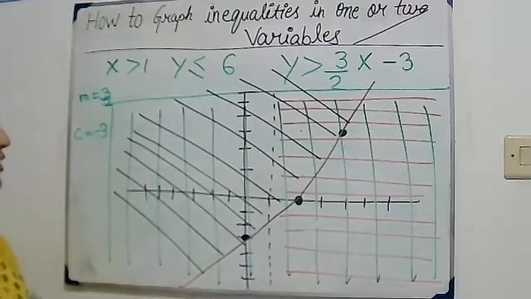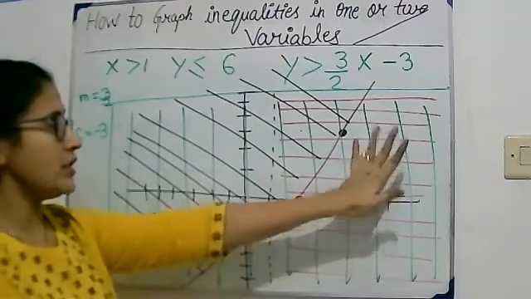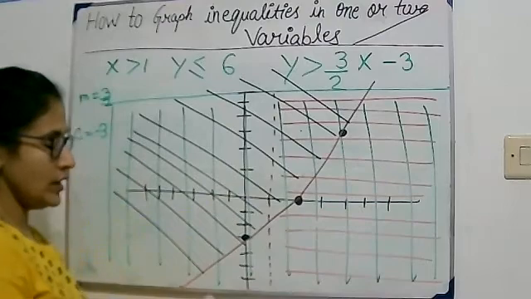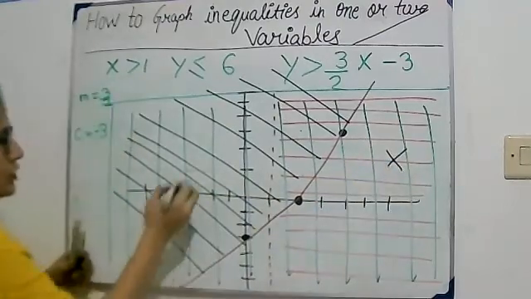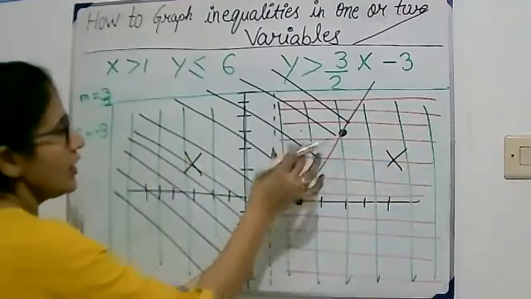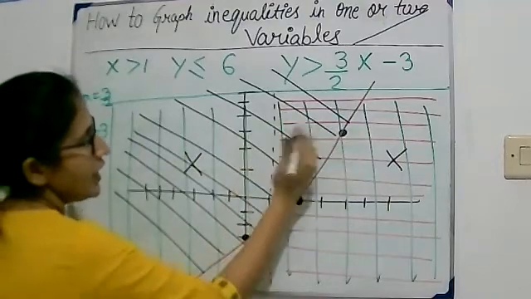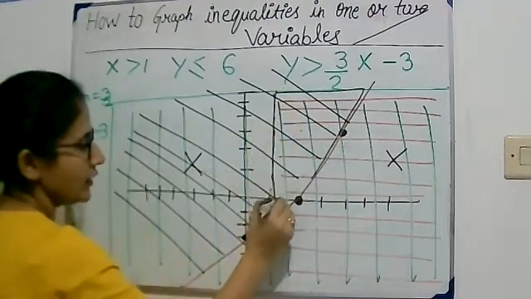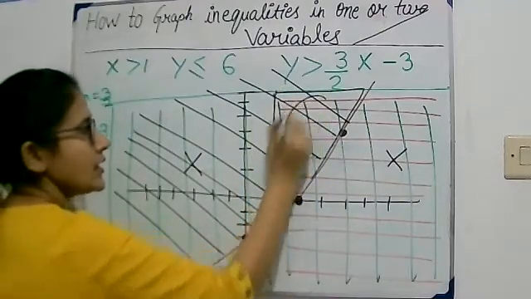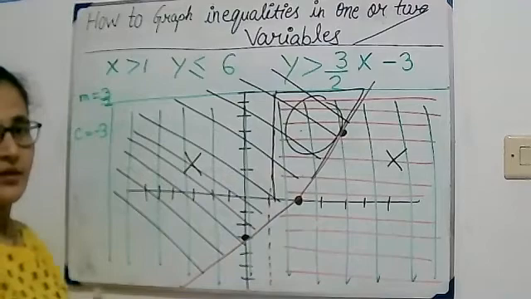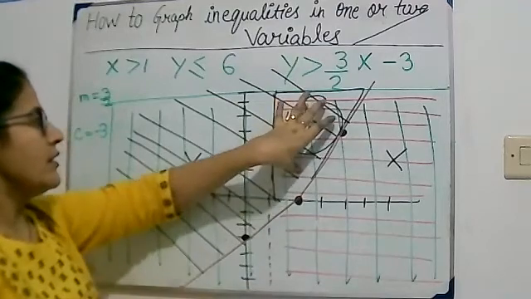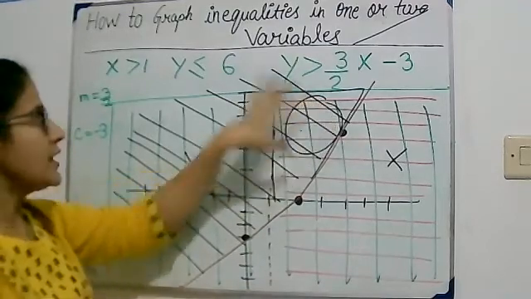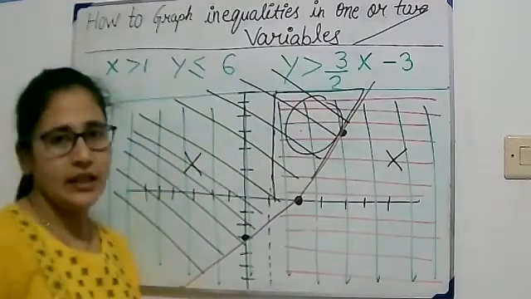Now see which has all three colors. In this region, 2 colors. So this is not the answer. Here also 2 colors. This is not the answer. Only after dash line, this region having all 3 colors. That means this is the answer. This range is satisfying all these 3 inequalities.